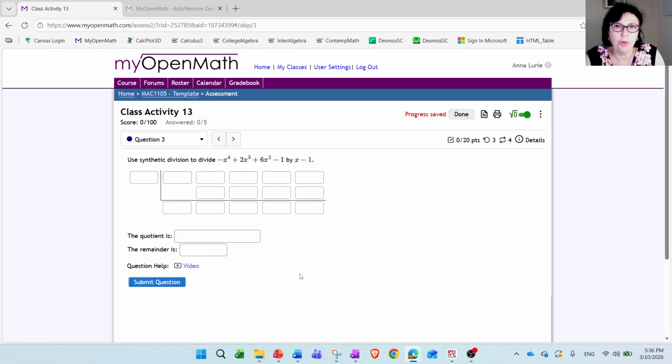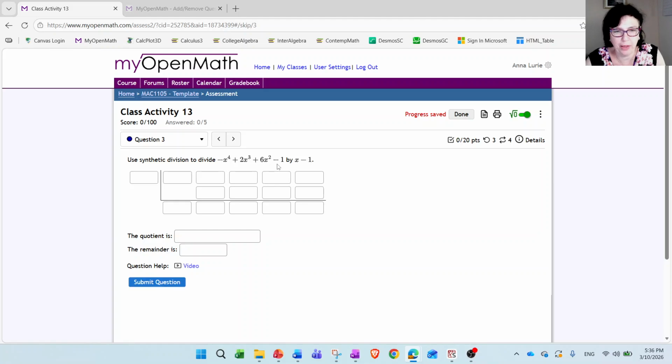What do you do when you look at the dividend and it does not look like all x powers are there? You can see that there's x to the fourth, there is x cubed, x squared, but where is the x? It's not there. So what do? Well, what you do is you have to put a zero in its place.